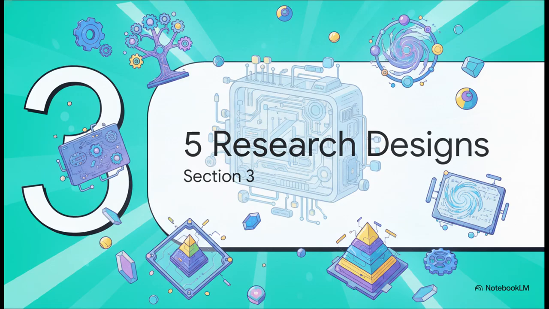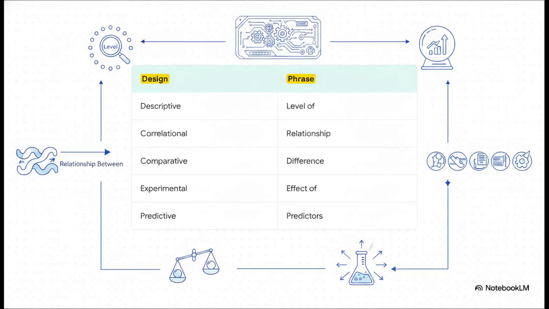Time to look at the different chassis types for our machine, because how you connect things changes the whole nature of the research. With our raw materials prepped, this right here is your ultimate cheat sheet moment. Your exact wording directly depends on your research design. If your design is descriptive, you're going to use phrases like level of or extent of. If it's correlational, you'll use relationship between or even just the word and. For comparative, it's difference in. Experimental, go with effect of. And for predictive, you plug in predictors of or influence of.